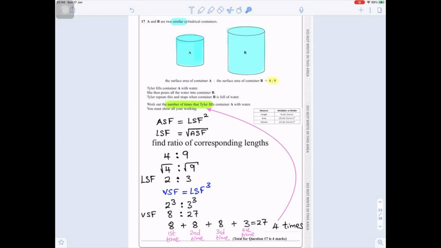So how many times does 8 go into 27? 8, 16, 24, plus 3. That gives 27. So work out the number of times Tyler fills container A. Container A is 8. So we'll do it the first time, second time, third time to fill it. And we have to do it the fourth time to get this remainder 3. So we'll do it 4 times. So Tyler will fill it 4 times.